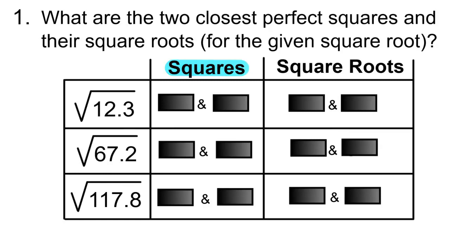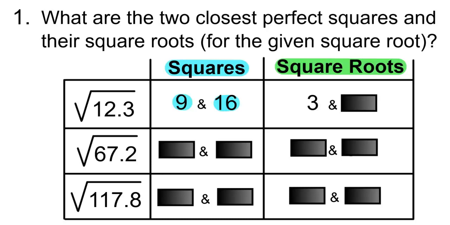Squares and square roots. The two closest perfect squares to 12.3 are 9 and 16. The square root of 9 is 3, and the square root of 16 is 4.